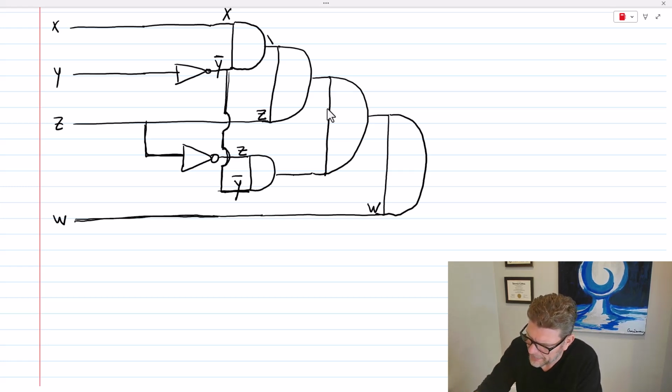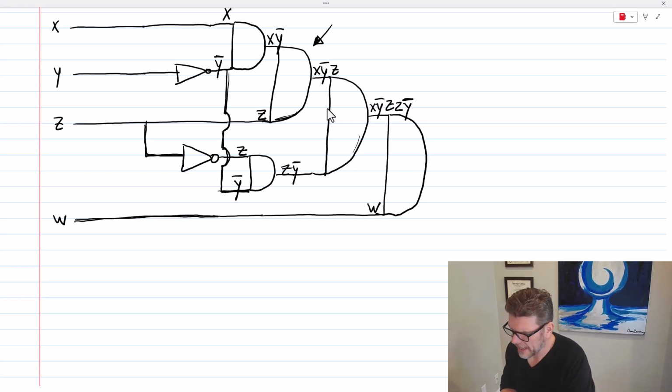Now, what's going to happen is I'm going to get x, y bar utilizing this AND gate. And then I get z, y bar using this AND gate, or y bar z, it's up to you. And then I'm going to use another AND gate, this second AND gate right here, and that's going to end up giving me x, y bar z. And now I'm going to multiply all of these together. I'm going to get x, y bar z, z, y bar.